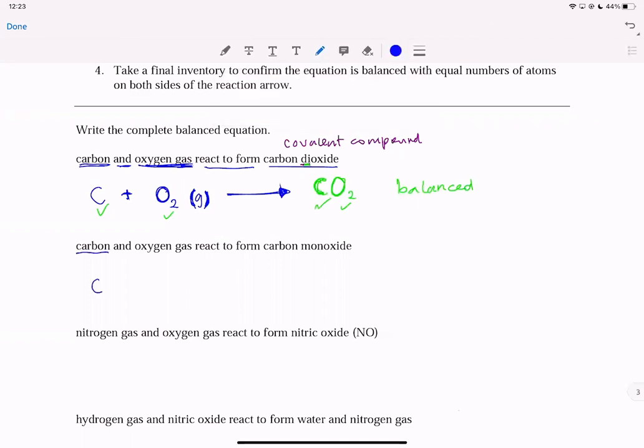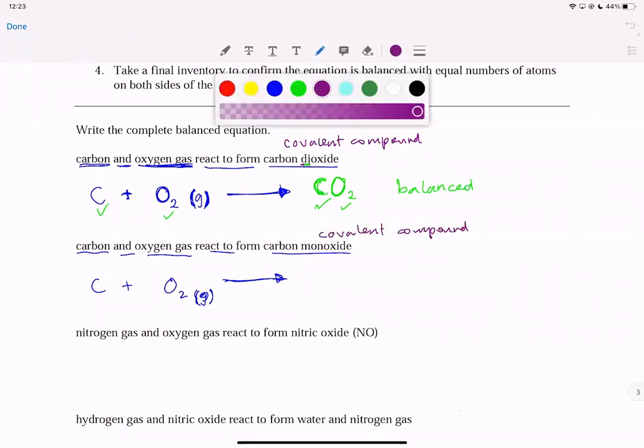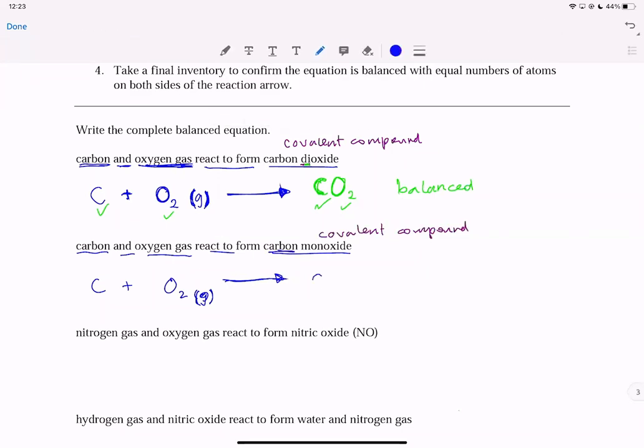This is carbon, which is the C, and oxygen gas, that's O2 and G again. Okay, "reacts to form" is an arrow. Well, this time it's carbon monoxide. So this is another one of those where I know it's a covalent compound. And because it's a covalent compound, there's no crossover rule. There's no charge values. This is take the element name and turn it into symbols using the Greek prefix. So the Greek prefix mono means there's one oxygen with that one carbon.